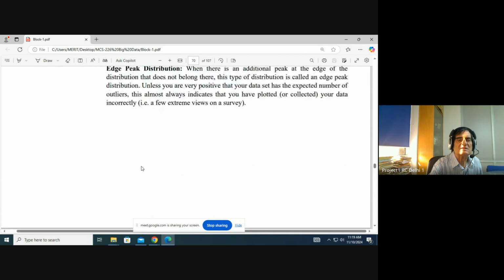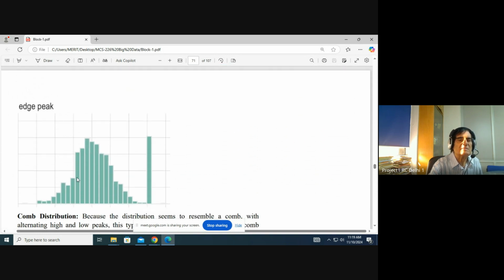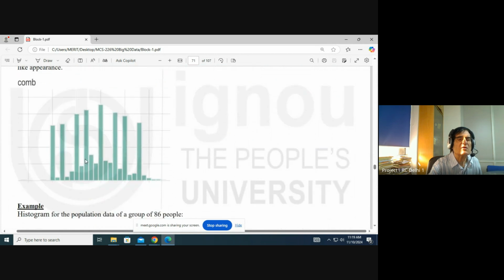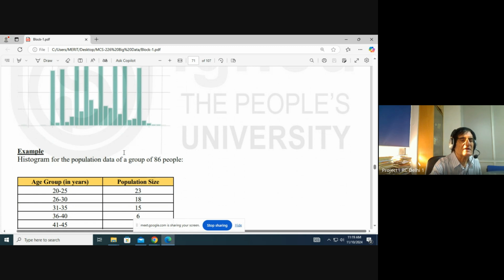Edge peak distribution. So these are the edge peak distribution. Here a peak is coming, there a peak is coming. So that type of comb distribution. This is a comb type. It has become exactly like your comb. See that type of distribution. These are the various type of names.